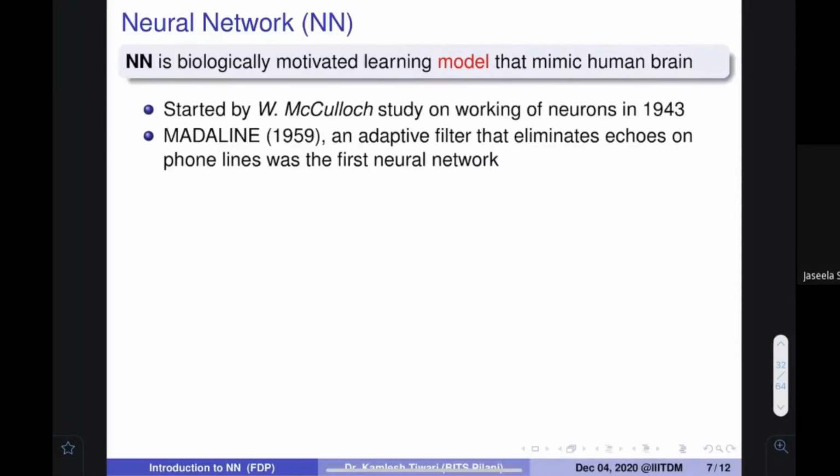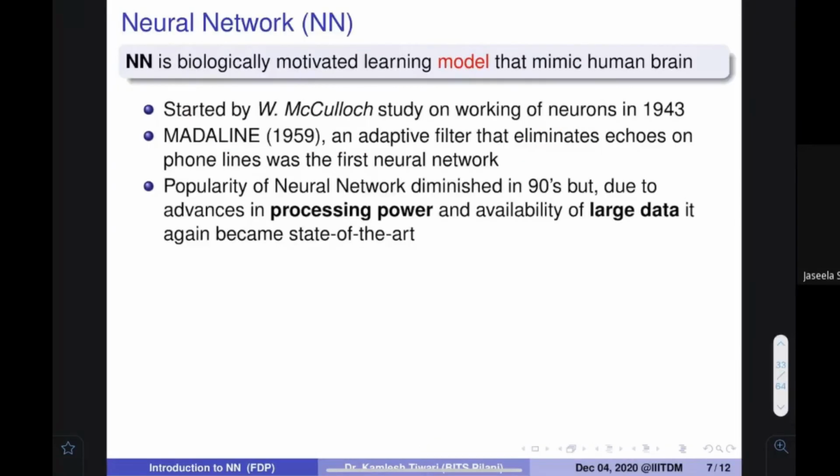They came up with some kind of architecture, and they said it looks like a layered architecture where things are connected from one place to another. There are neurons and they are densely connected. This kind of architecture was used to build a system, and the first system that came to our understanding was in the 1950s. Then a system called Midline was developed, which addressed echoes in the phone line, because whenever you are speaking, your voice also comes back. So they tried to remove that.